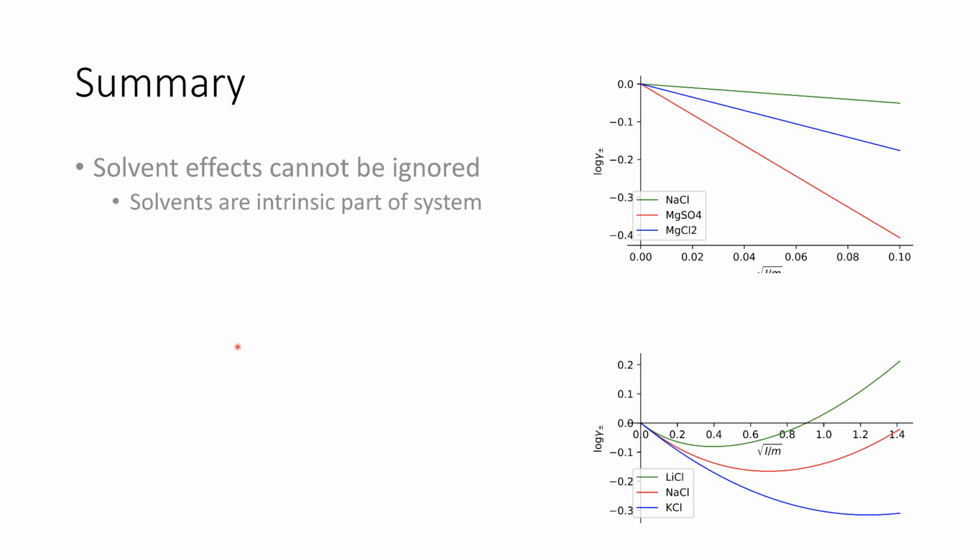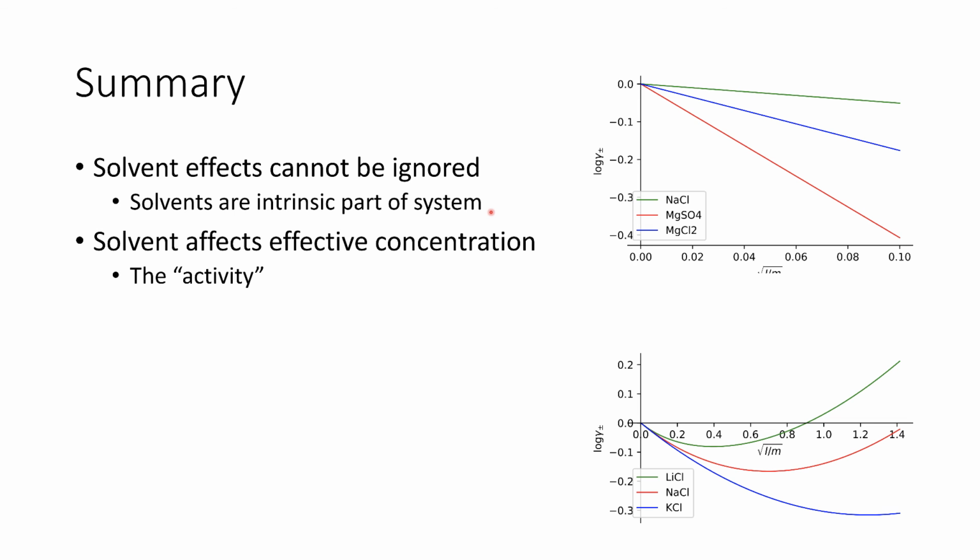So in summary, we cannot ignore the effect of solvents in our solutions. They're an intrinsic part of the system. Without the solvent, we wouldn't have a solution. But the presence of the solvent affects the effective concentration of the analyte. As we tie up some solvent molecules with the solvation shells, we see that we get a change in the activity of our analyte.